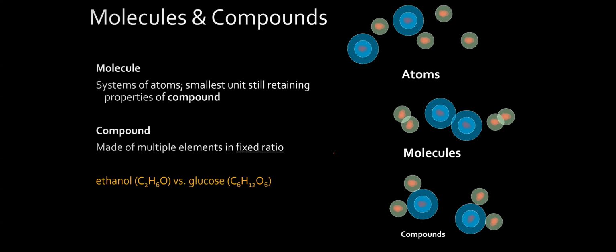Okay. And so you can see here the difference between, say, ethanol, which is a volatile liquid that has some pretty significant biological effects, compared to glucose, which is a sugar. It's a solid at room temperature, and it's one of the most important molecules in our metabolism. You can see they're both made out of carbon, hydrogen, and oxygen. But look at the ratios. The ratios are completely different, right? And so different compounds, different elements, different ratios, different properties.